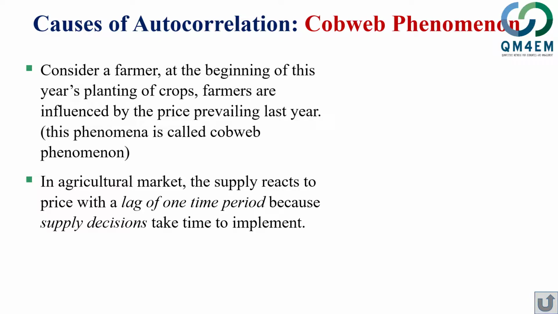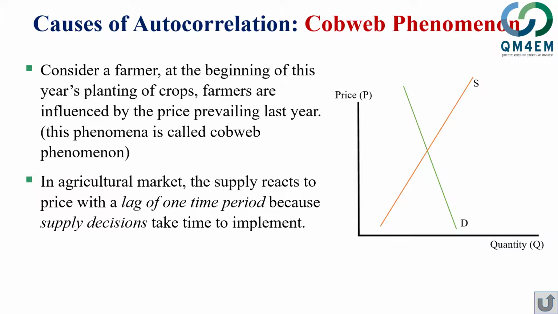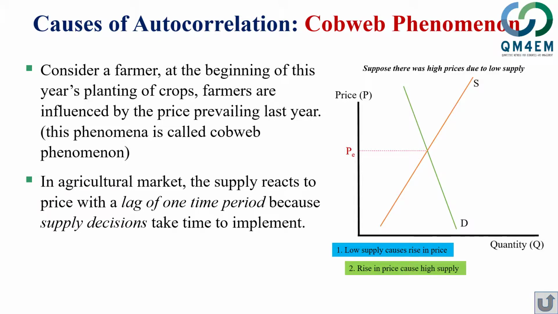So this is the formal demand supply framework, and this is the equilibrium price. Now let's presume that at a certain period, suppose there were high prices due to low supply last year. So what happens? Low supply causes a rise in prices. That's standard economic theory. And when prices rise, what happens? It causes high supply, but the farmer can't do that right away. They have to wait for one period to raise their supply. So when the prices were high, they raise the supply.